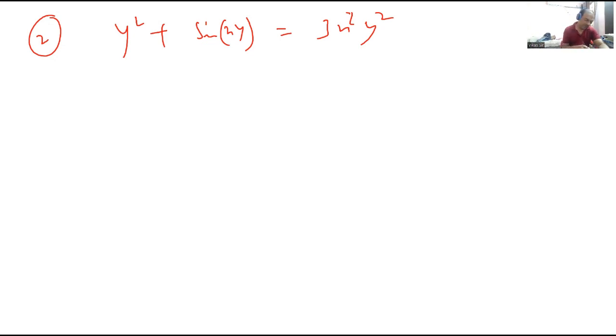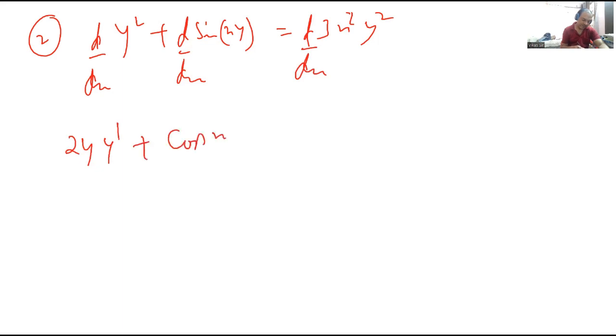Like this, you will have d by dx of y squared, d by dx of sin(xy), and d by dx of 3x squared y squared. Now when you differentiate y squared, you will have 2y y dash, plus, if you differentiate sine, you will have cos(xy). But here the angle is xy, so you have to differentiate xy again, and xy is in product form.